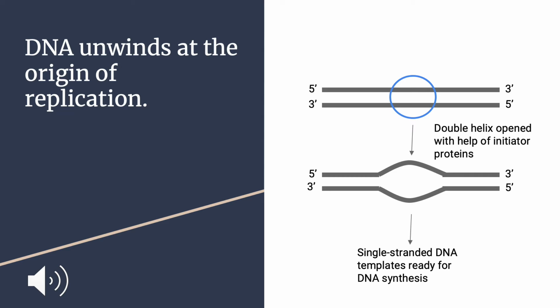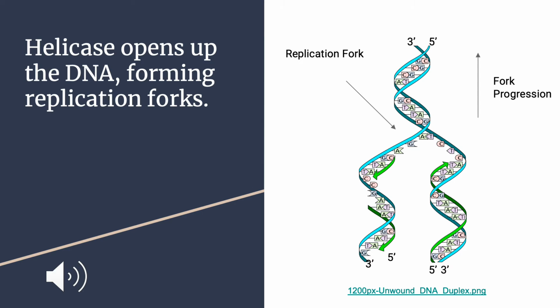The origin of replication is recognized by certain proteins that bind to the site. An enzyme called helicase unwinds the DNA by breaking the hydrogen bonds between the nitrogenous base pairs. As the DNA opens up, replication forks are formed. Two replication forks are formed at the origin of replication, and these get extended bidirectionally as replication proceeds.